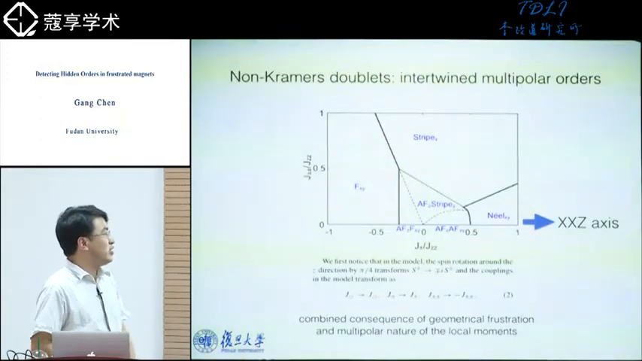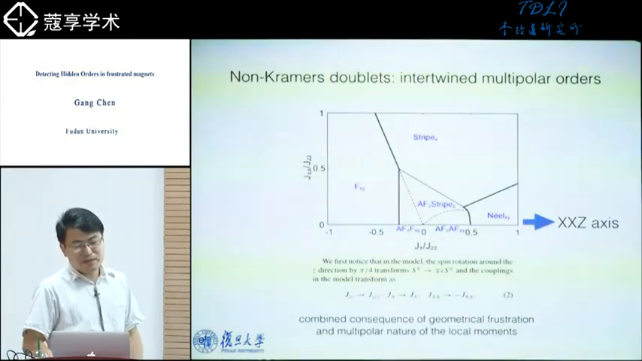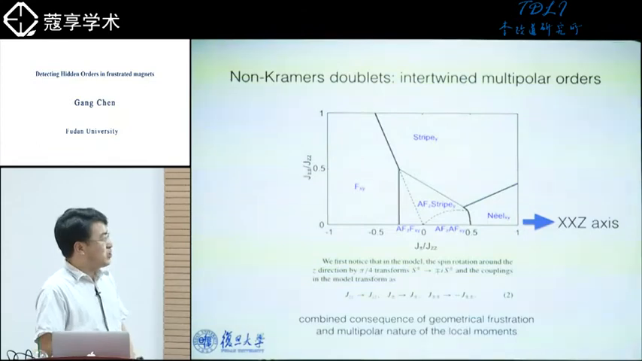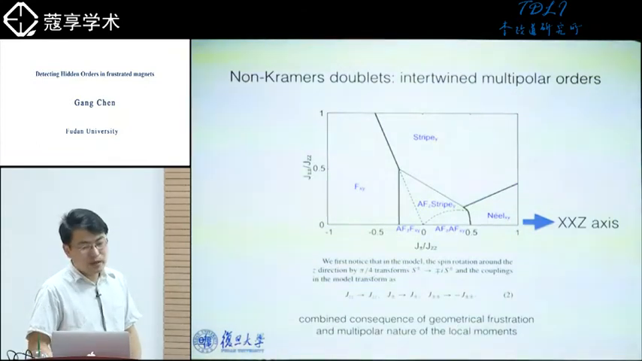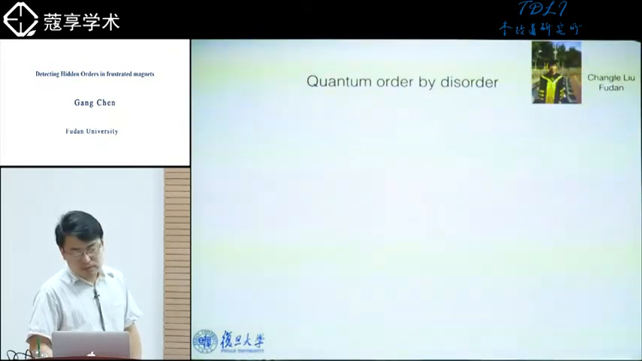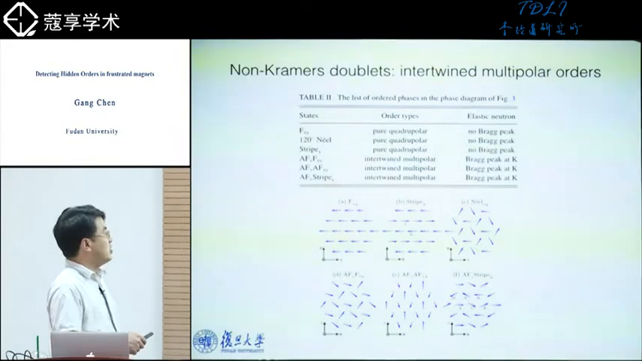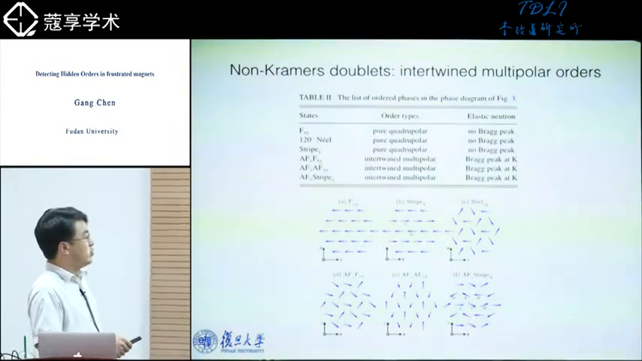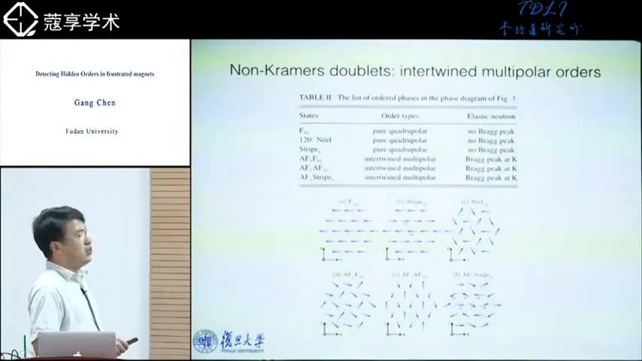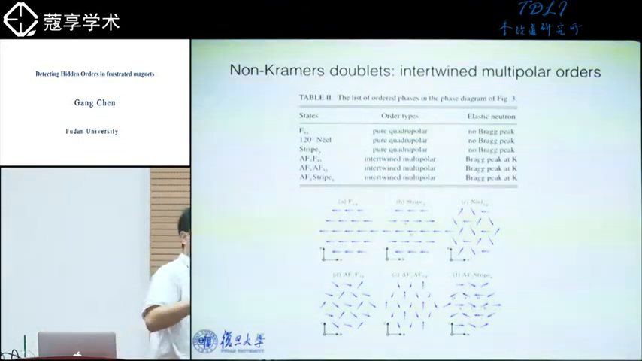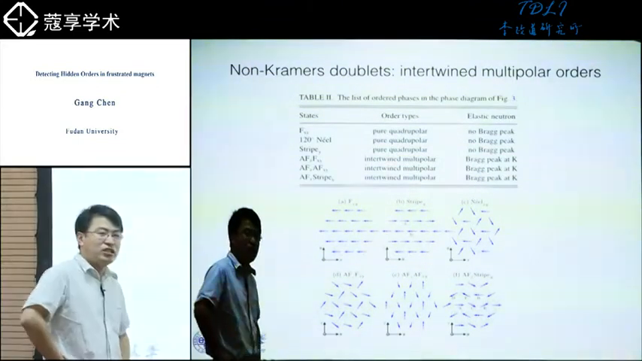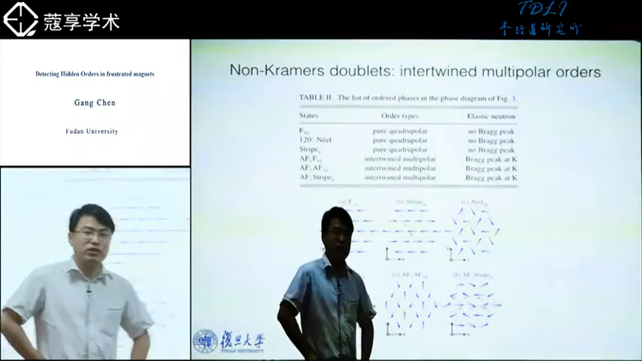So if you imagine you do an elastic neutron scattering measurement, you don't see anything. Although specifically, if you do measure heat capacity, there is a TC, there is a phase transition.